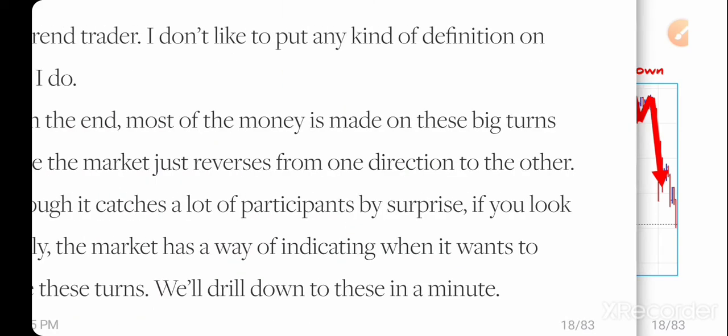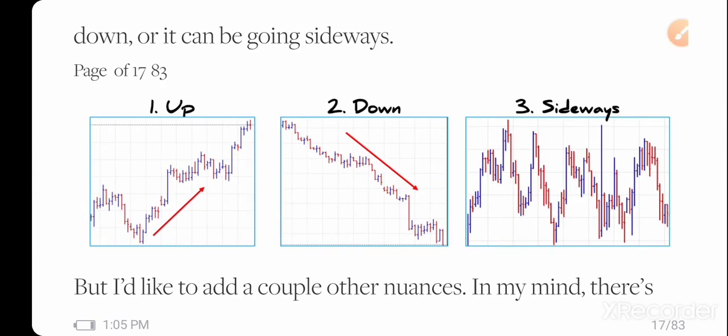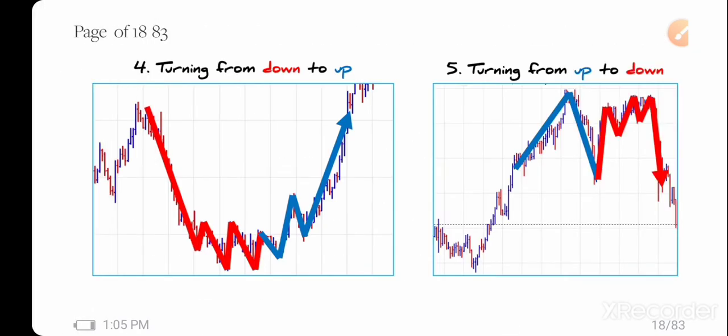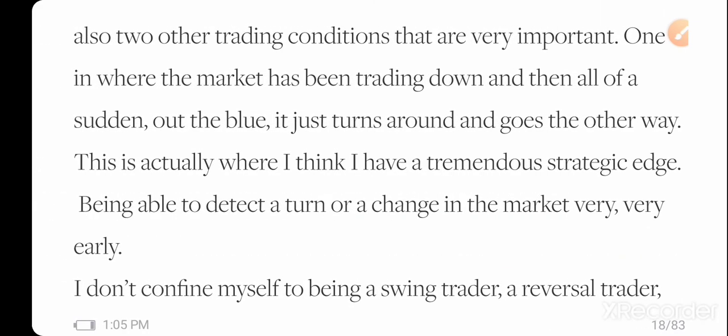So let's go back again and look at the first, second, and third. These are the first 3: up, down, and sideways. And then we have the other 2, which are turning from down to up, turning from up to down. So the 4 and 5. Now, look at these phases well. If these are the phases a trader needs to look at before making a decision, I want to take you back again and give you an assignment.